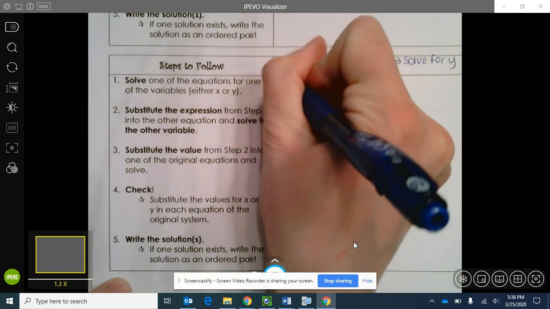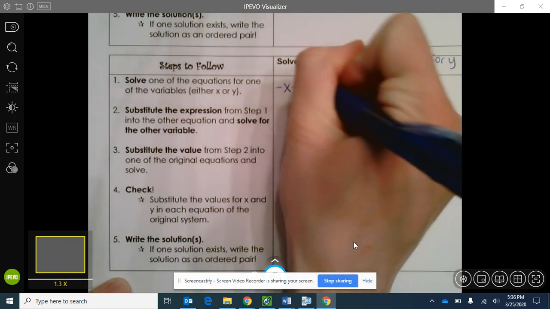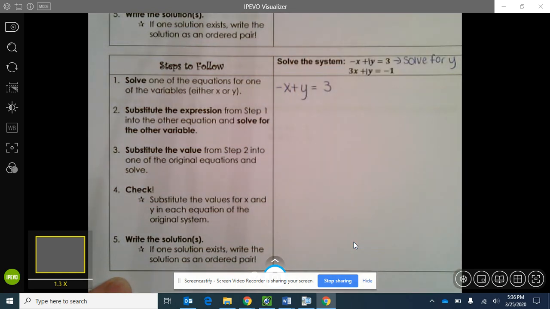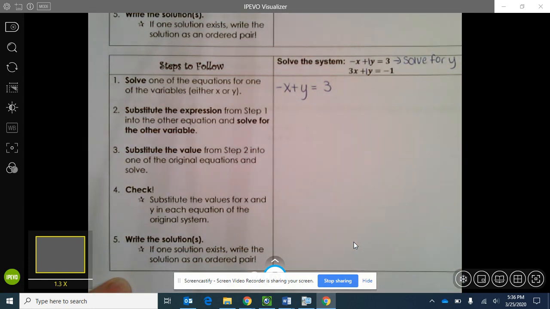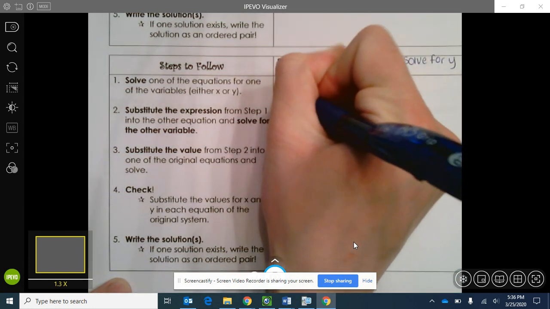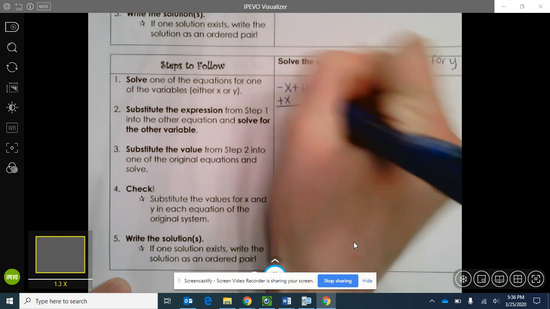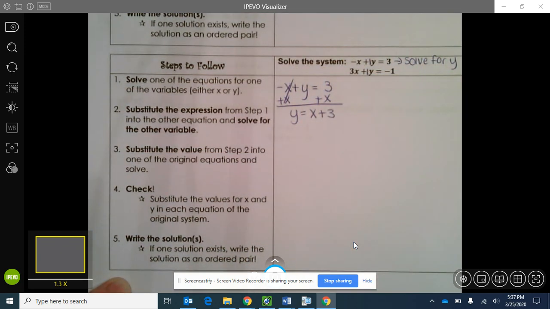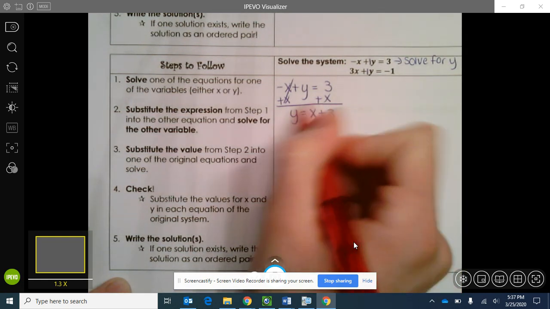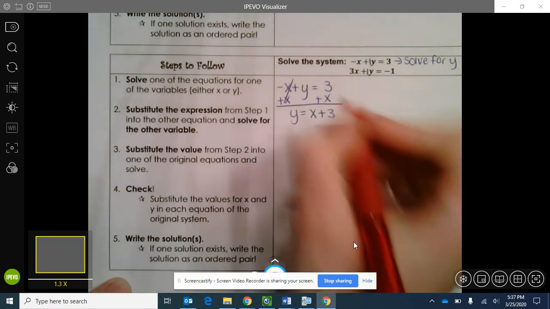So that means in that first equation, I need to get y all by itself. So to get y all by itself, I'm going to have to move negative x to the other side of the equation. And to do that, I'm going to use an inverse operation. So I'm going to add x. I get y is equal to x plus 3.